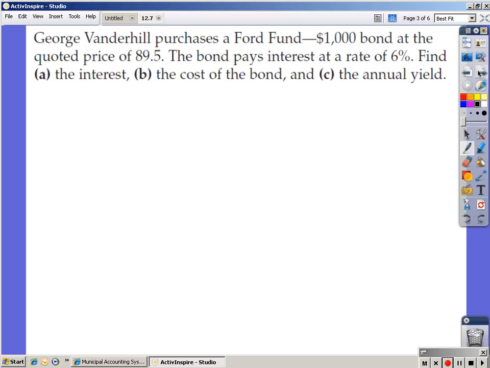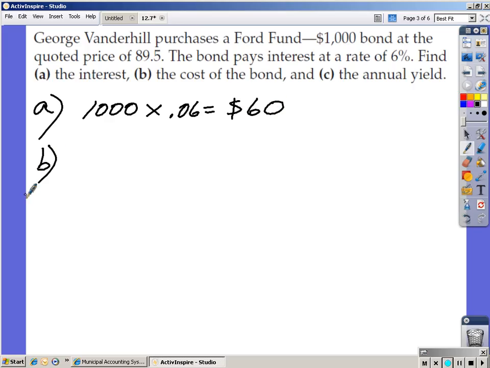Okay. Now, for part A, finding the interest. All right, the bond is $1,000 times 6% interest, giving me an annual interest of $60. Okay?